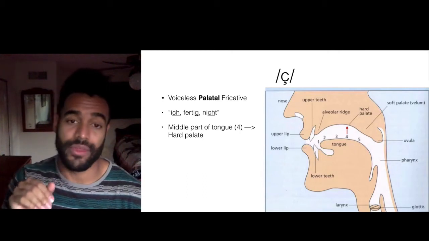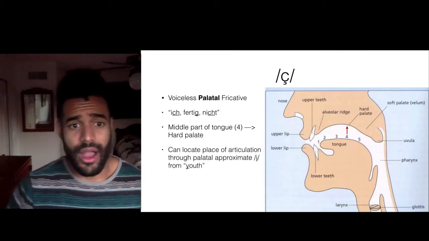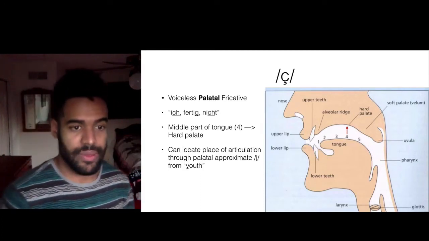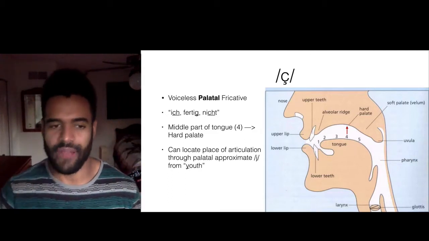This sound is made with the middle part of the tongue moving up to the hard palate. Once again, different from the sh. It's a different part of the tongue. You can locate this place of articulation through the palatal approximant. So that's a typo, approximant. They always autocorrect me on that.